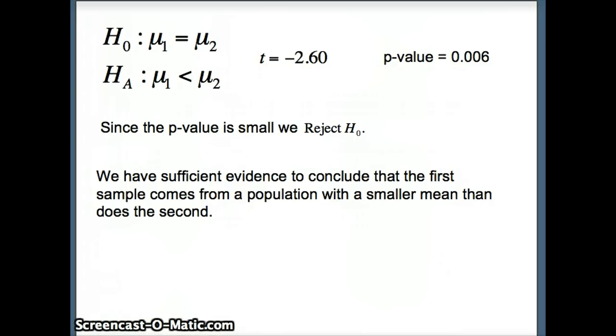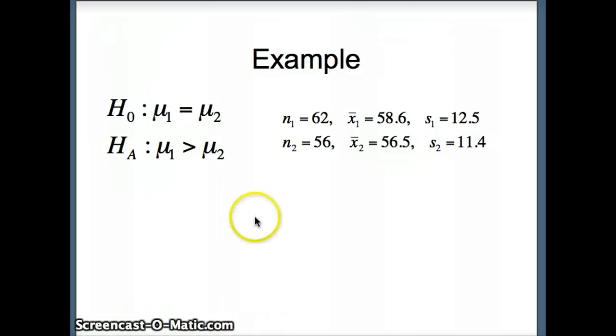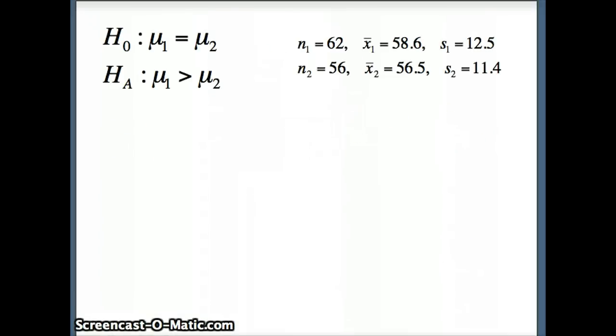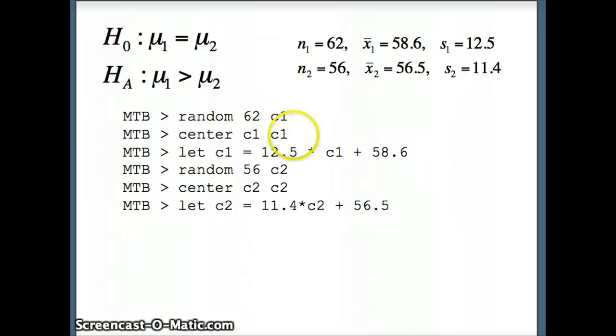So let's take a look at one more example. This time we'll do a one-tailed test to the right. So we have our descriptive statistics, and again, both are larger than 30. We need to construct our artificial data sets. I need 62 numbers, random 62, C1, center C1, to make them have a mean of exactly 0 and a standard deviation of exactly 1. Let C1 equal 12.5, the standard deviation, times C1 plus 58.6, the mean. That'll make C1 have a mean of exactly 58.6 and a standard deviation of exactly 12.5.